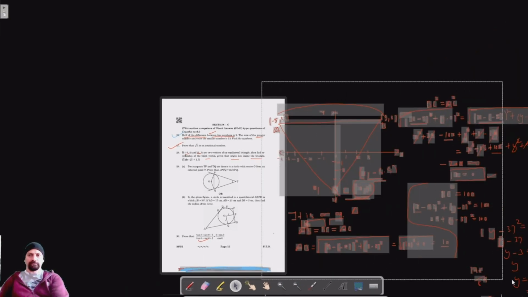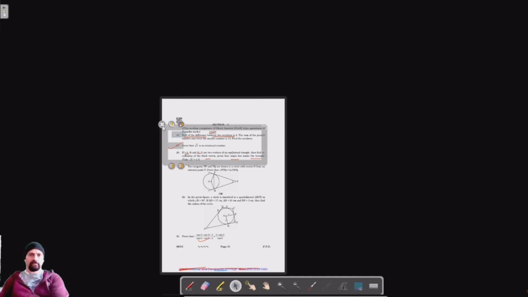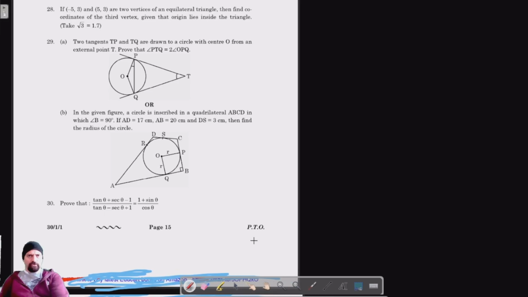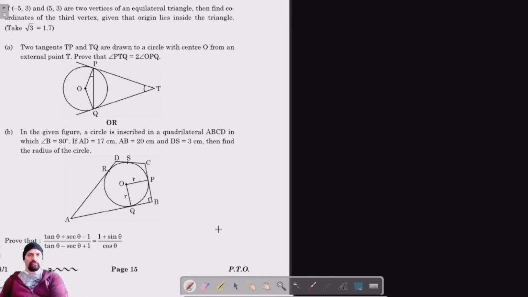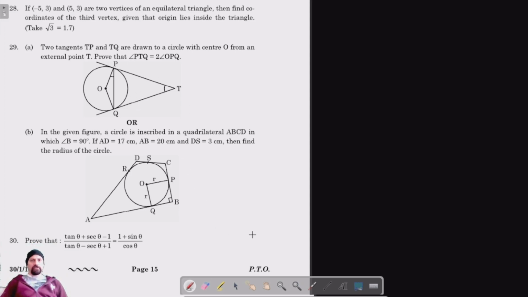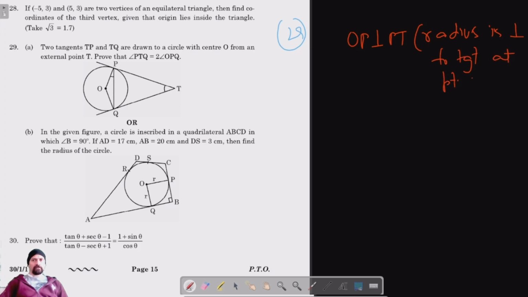So let me erase all of these. Okay, for question number 29, we have to prove that if two tangents TP and TQ are drawn to a circle with center O from an external point T, then angle PTQ is equal to 2 times angle OPQ. Now OP is perpendicular to PT because the radius is perpendicular to the tangent at the point of contact.